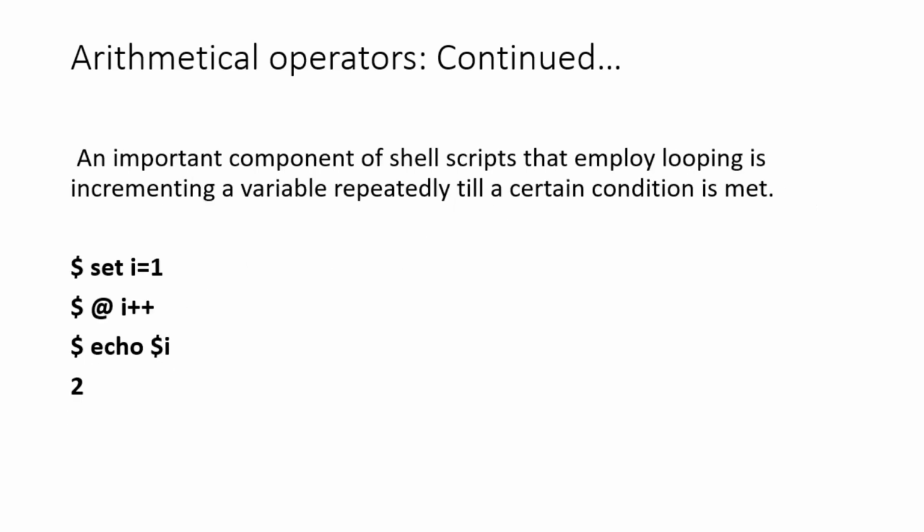We are still in the topic of arithmetical operators. What you need to know here is the automatic increment mechanism used in looping. If you set a variable i to 1 and use the @ command and the ++ operator, the value of i will increase by 1 until, say, a specific condition is met in the looping script.